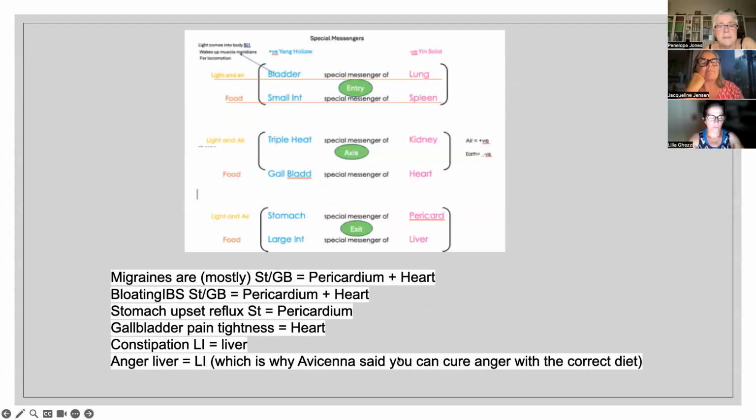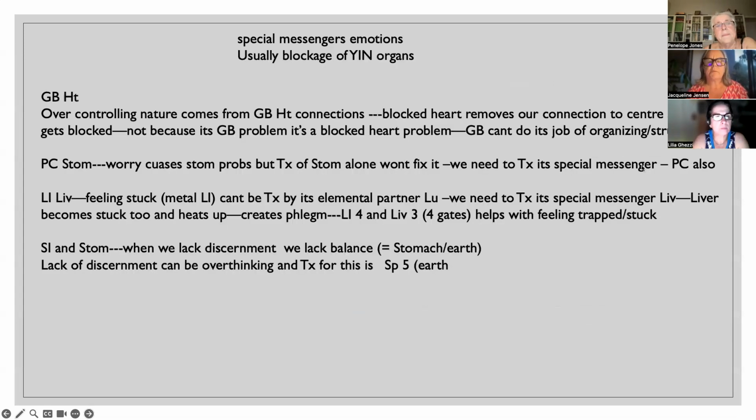Okay, these are some examples. You can look at them if you like. That just comes from his lecture. And this I thought was interesting: the special messengers of emotions. Usually when you get blockages, they're blockages in the yin organs, which are the ones that have a special messenger to help to drain them.